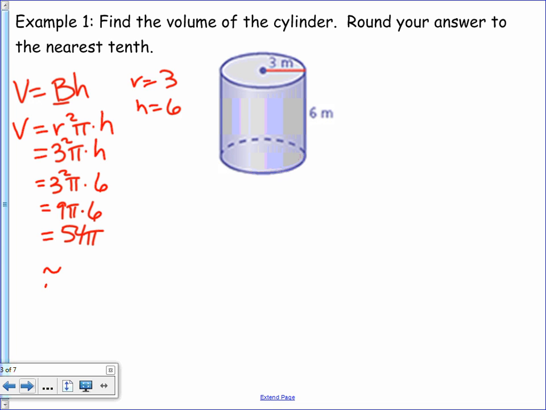We're going to approximate that to the nearest tenth, because that's what it asked us to do. And 54 times pi, we can either use a pi button on a calculator, or 3.14, or 22/7. If we use the pi button on our calculator, we're going to get 169.6. And that'll be cubic meters. So we need the little 3. We're not doing area now, we're doing volume, so we need the little 3.